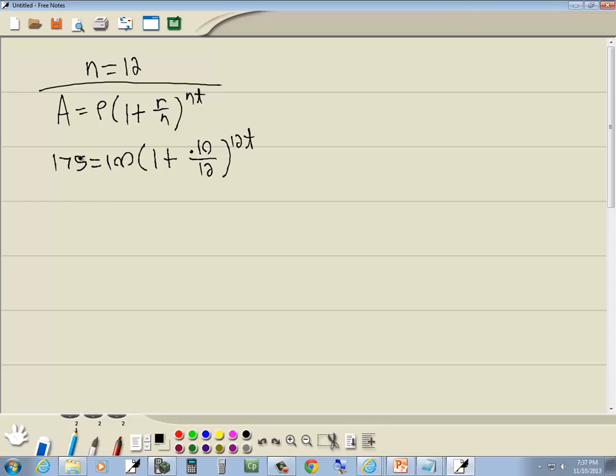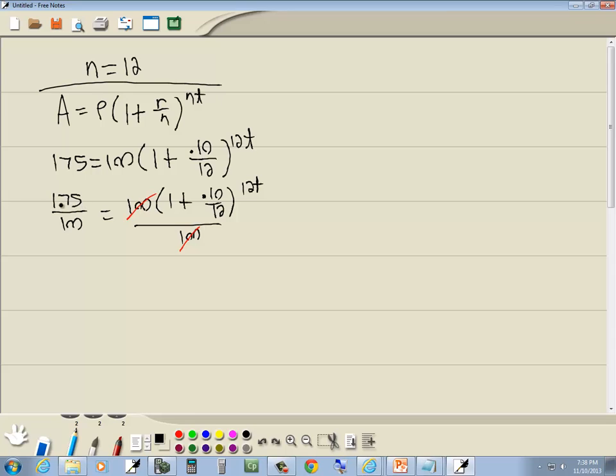Well, this is an exponential equation, so we want to solve for the variable. First step, get the part with the variable in the exponent by itself. So I divide both sides by 100. So 175 divided by 100 is equal to 100 times (1 + 0.10/12)^(12t) divided by 100. So those cancel. Now this one works out pretty nice.